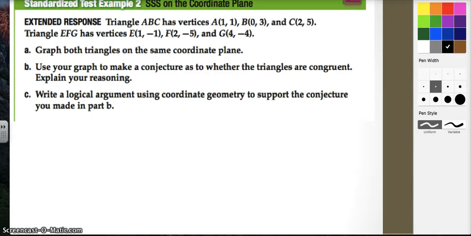And so we've got these two triangles up here. Sorry for not doing this. ABC has these vertices and EFG has these vertices. We're going to graph them both, and then we're going to use our graph to make a conjecture as to whether the triangles are congruent, and we're going to explain our reasoning. And then we're going to write a logical argument using coordinate geometry to support the conjecture that we made in part B. All right, so let's get started.